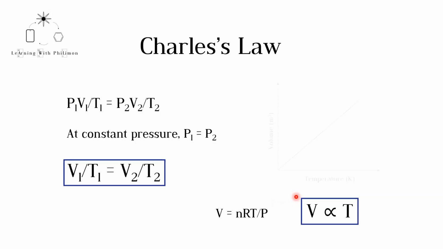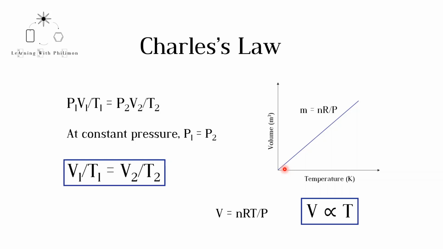As shown in this graph, as the temperature increases, the volume increases. The slope of this graph would be equal to nR over P. Note that the temperature must be in Kelvin. At 0 Kelvin, an ideal gas is assumed to take up no space. We know that this is not the case for real gases.